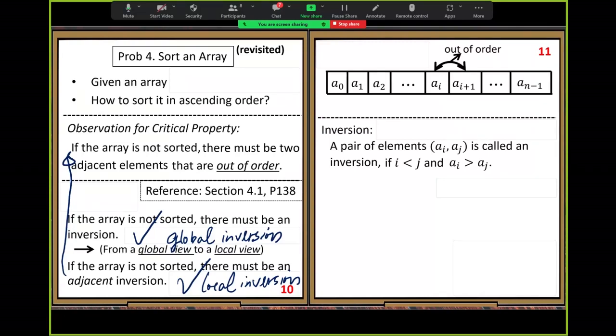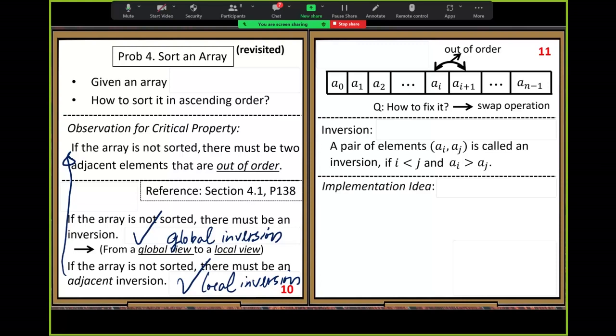From global inversion to local view. We know the global view is usually harder, the local view usually simpler. Now the swap operation. We need to use swap operation to reduce the number of inversions. If we can eliminate all the inversions, then we get already sorted. That's the idea. Implementation idea: remove all the local inversions by local swaps.